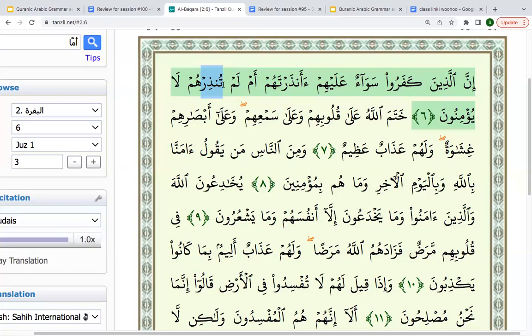This is from if'al, which is family 4, right? If'al, which is family 4. Barakallahu feek. Okay, now let's see. Where were we? Amanna.